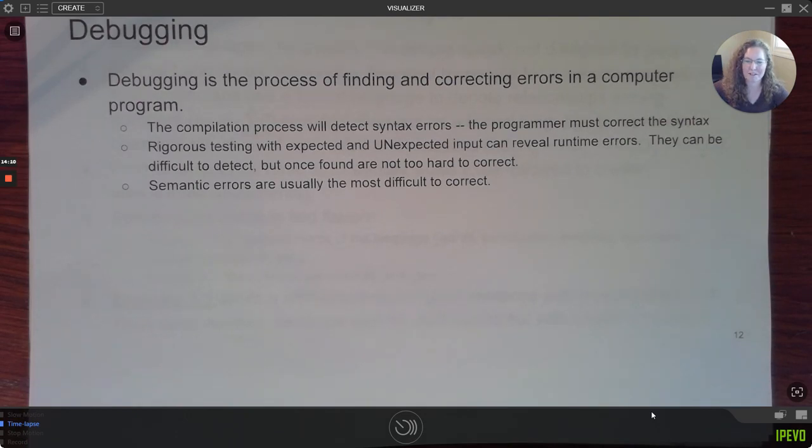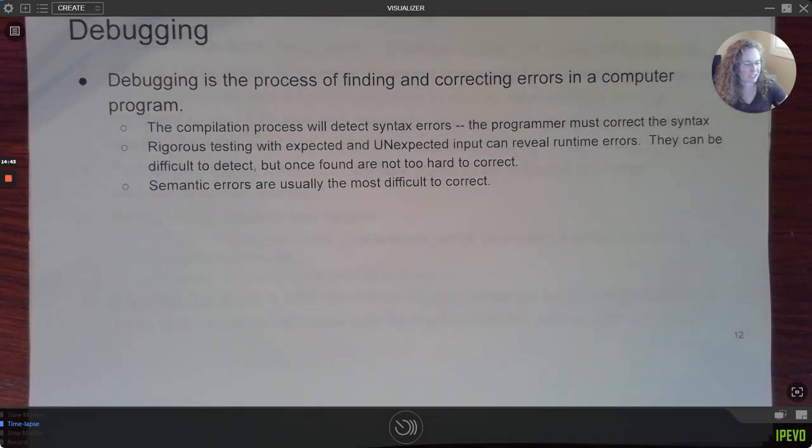The runtime errors are a little bit trickier, because you have to do some rigorous testing, often with some unexpected kinds of input values, to reveal runtime errors. Just because the program runs correctly once doesn't mean that it's going to run correctly every single time, because you might have some issues that you didn't think about. They can be a little bit difficult to detect, but once you find a runtime error, it's usually not that hard to correct it.